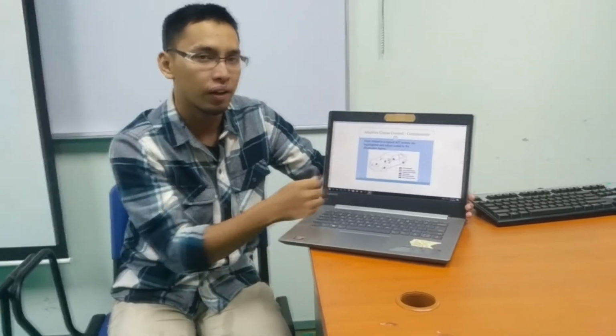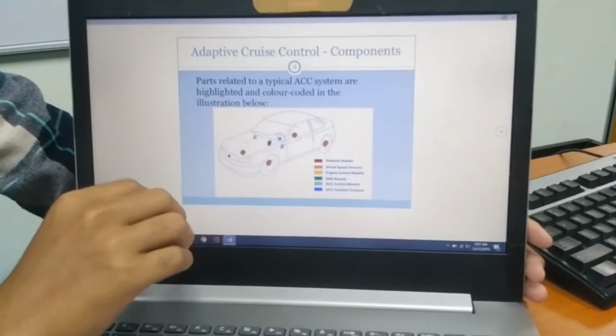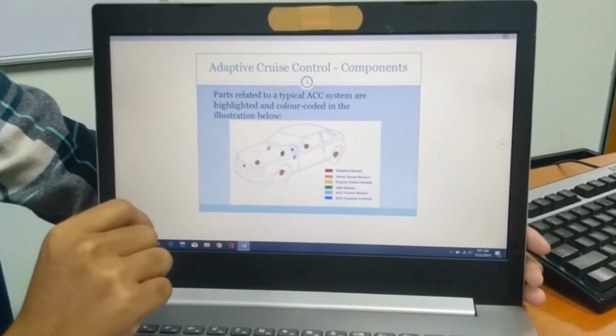So my part is to explain the components involved in this ACC cruise control. Here we can look, there are a few parts involved in this cruise control system.